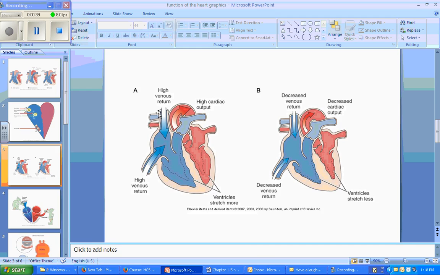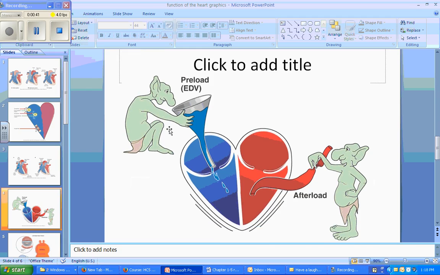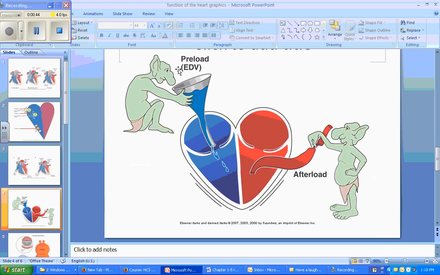See, I can get my PowerPoint up. There we go. Some terms that we are going to look at here. They got a little diagram similar to the one on page 304 that you guys have to download. End diastolic volume, or what's called EDV, is also termed as preload.